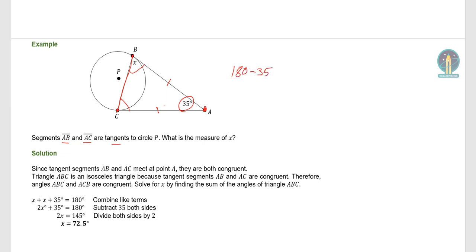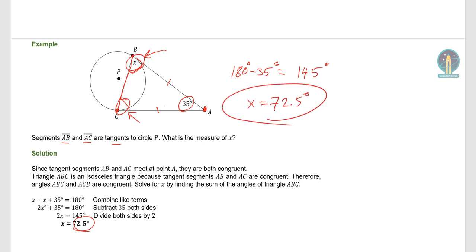So 180 minus 35. Obviously we have three angles in the triangle, and 180 minus 35 is 155 degrees. So these two angles both add up, are equal, and they add up to 155 degrees, right? Sorry, this should be 145 degrees. Okay, so both of these angles add up to 145 degrees, and they're equal. So x is just 145 divided by 2, which is 72.5 degrees. Okay, x equals 72.5 degrees. All right.